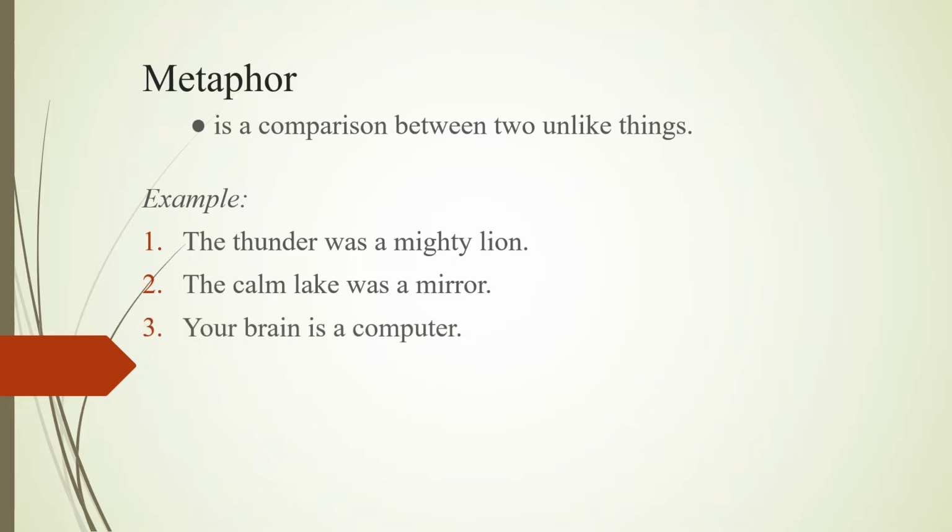Number three, your brain is a computer. The brain is compared to the computer, for both are smart and have a storage for information and memories. Fourth one, his heart is a cold iron. His heart was compared to an iron, for both are hard, cold, and difficult to deal with.